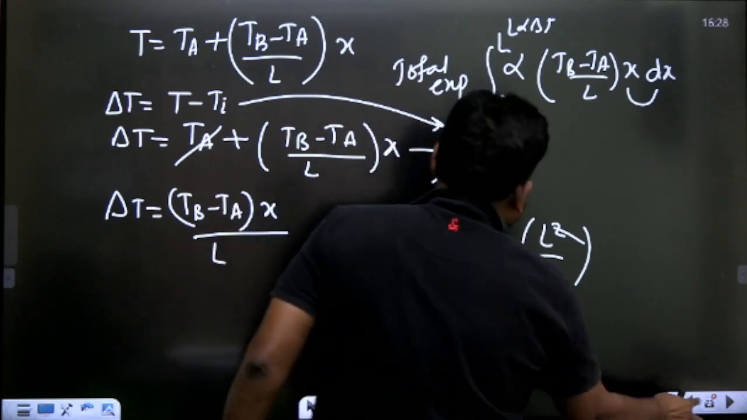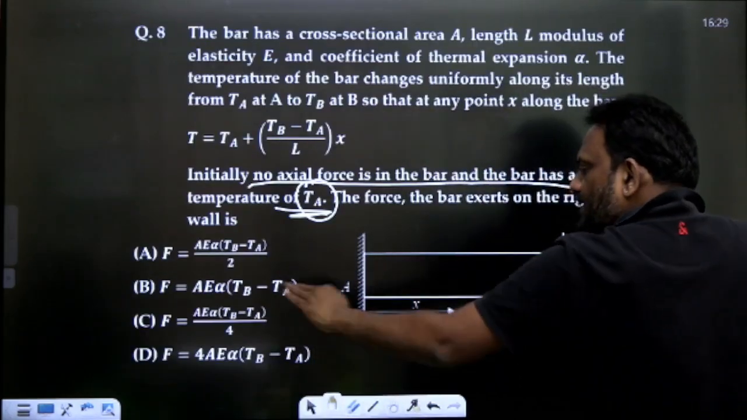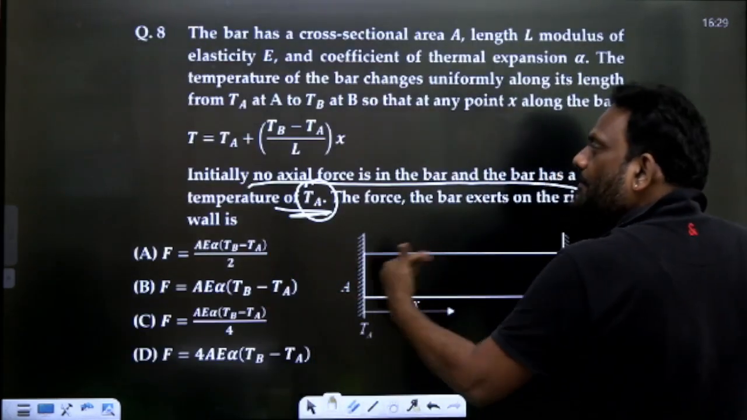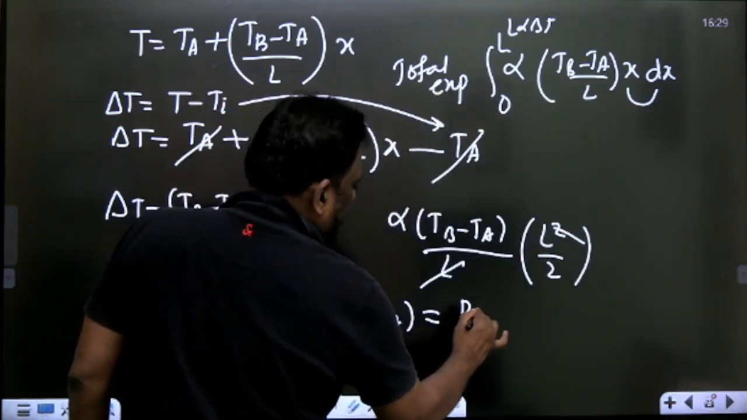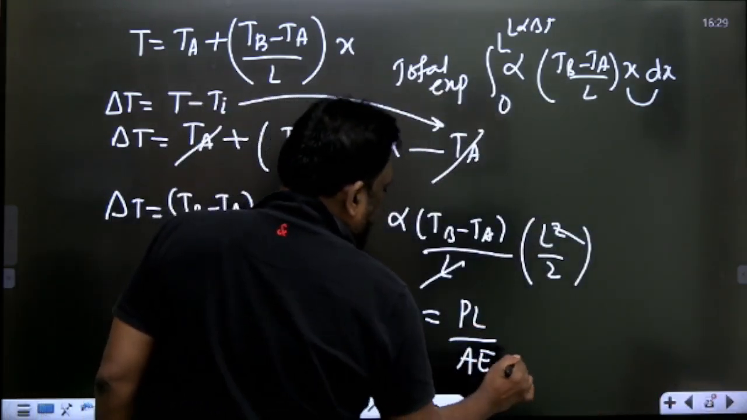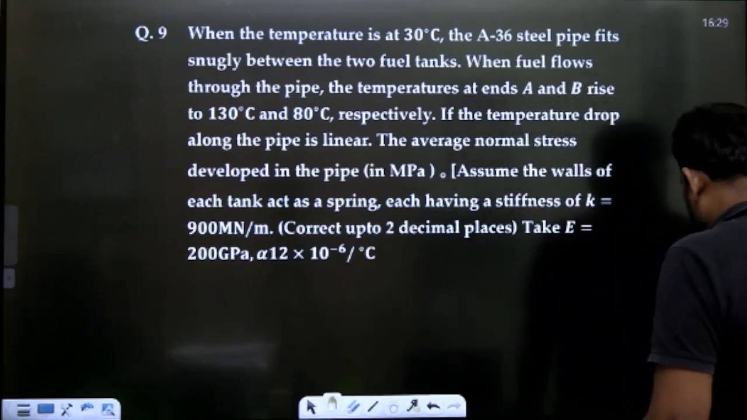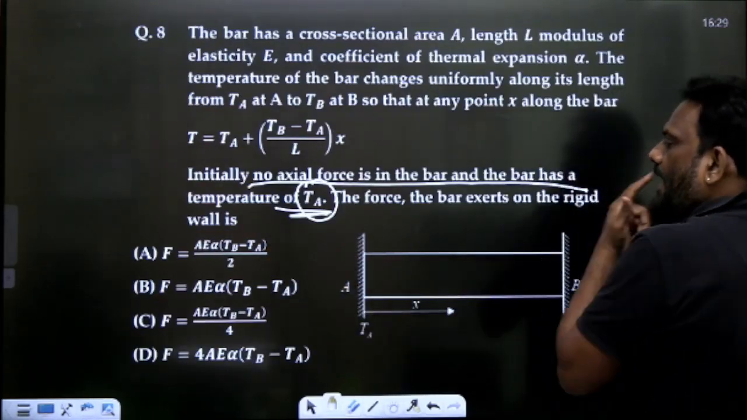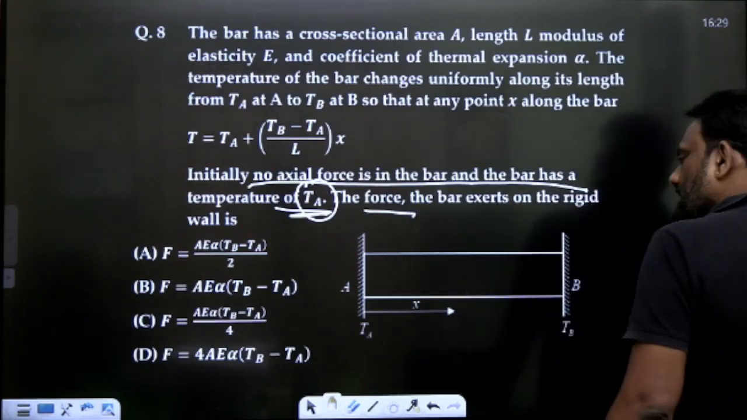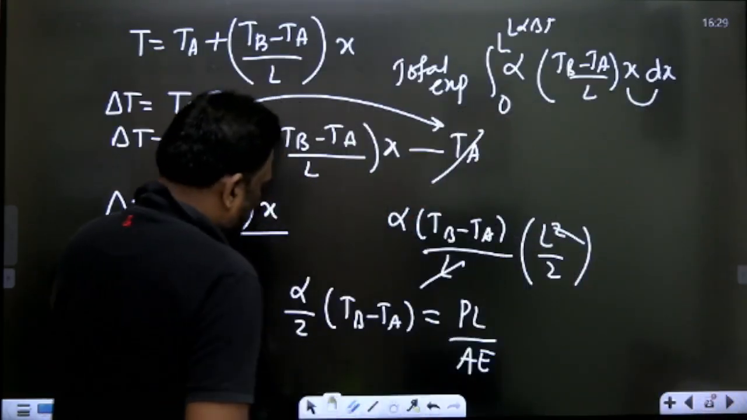And देखो, एक बार that total expansion should be equal to compression. What is that compression? PL by AE. This should be equal to PL by AE. पूछा क्या है सर? This total expansion, because it is a rigid support. As it is a rigid support, the total expansion should be compression. And what is he asking? Force पूछा है सर. तो he is asking P. क्या होगा?